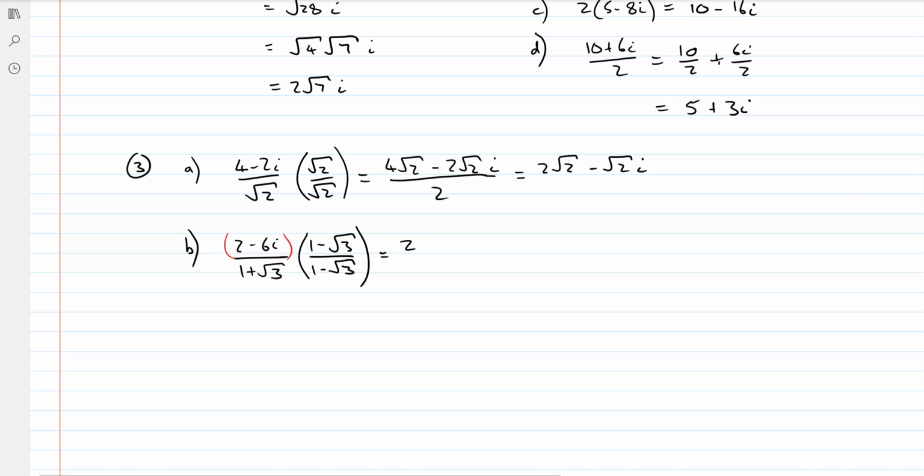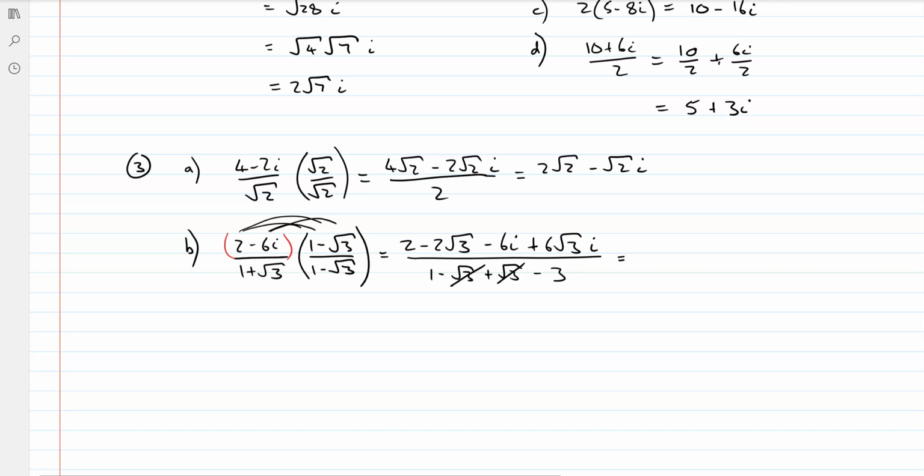So 2 times 1 is 2. 2 times minus root 3 is minus 2 root 3. Minus 6i times 1, minus 6i. So we're just doing this whole business here. And minus 6i times minus root 3 is plus 6 root 3i. Okay, so all our laws of algebra carry on. 1 times 1, we can get minus root 3 plus root 3, and then root 3 times root 3 is 3, so we'll get minus 3. These cancel, so we're still rationalizing. And we can simplify the top.